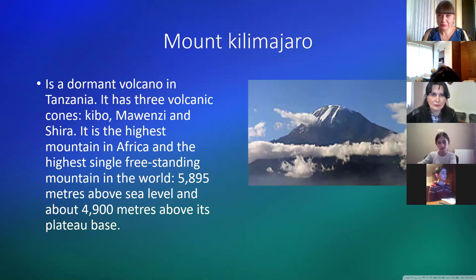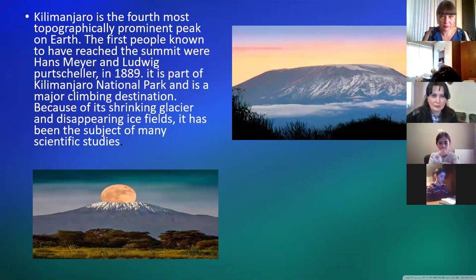Mount Kilimanjaro is a dormant volcano in Tanzania. It has three volcanic cones: Kibo, Mawenzi, and Shira. It is the highest mountain in Africa and the highest single freestanding mountain in the world, 5,895 meters above sea level and about 4,900 meters above its base. Kilimanjaro is the most topographically prominent mountain on Earth.